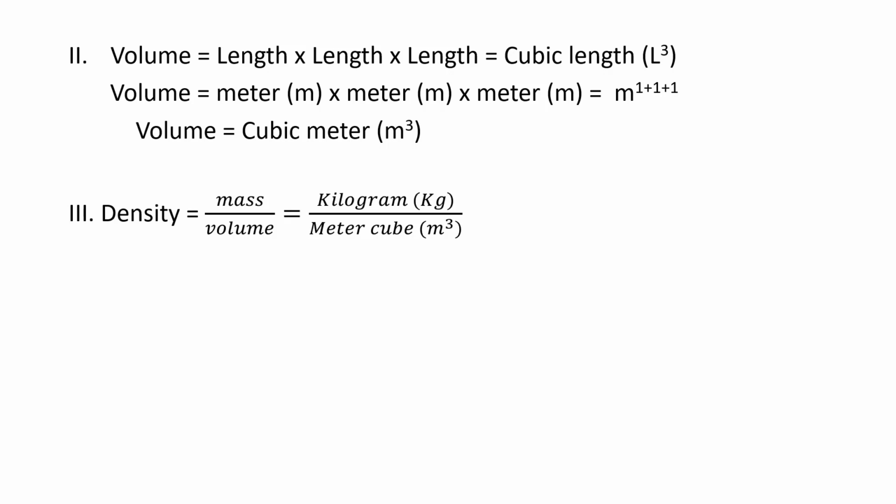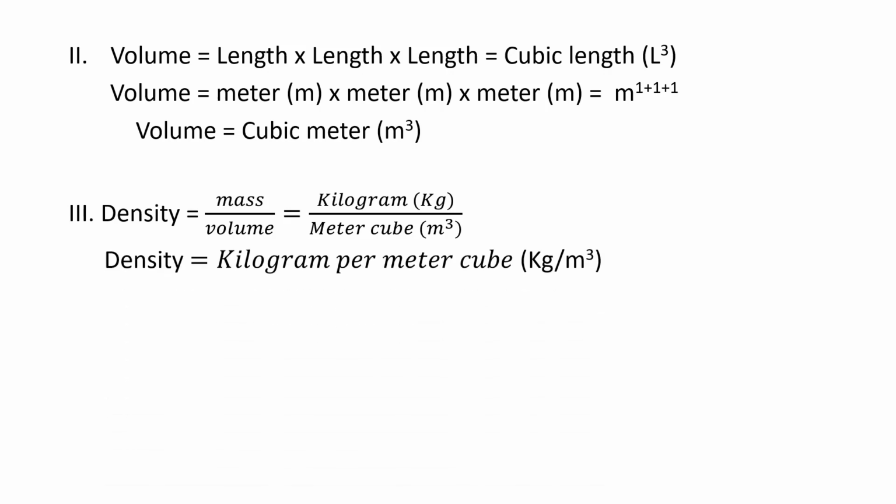So we have the SI unit for density as kilogram over cubic meter, and with their symbols, we get kg divided by m to the power 3. So writing this will be so simple. We get the SI unit for density as kilogram per meter cube: kg slash m to the power 3, or kg m to the power minus 3.